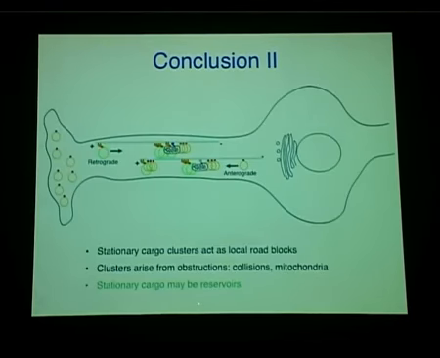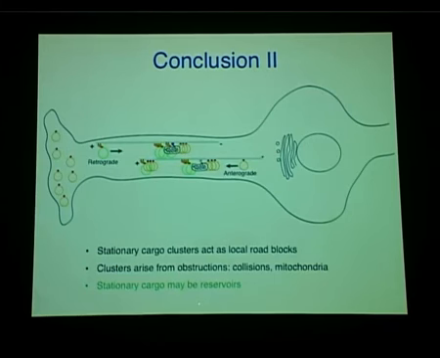So what we learned from our studies here is that stationary cargo clusters act as local traffic jams. These arise, which I didn't show you, because collisions occur in the neuron where anterogradely and retrogradely moving cargo clash with each other. They occur when there are big traffic jams, like a big mitochondria is guaranteed to stop vesicles on either side of it, okay? And anterogradely moving vesicles cannot blow through a traffic jam. Retrogradely moving vesicles, because of their versatile motor, are able to bypass these jams.